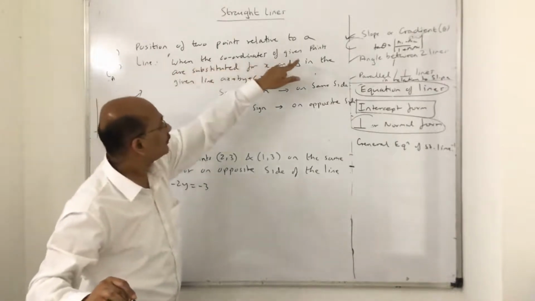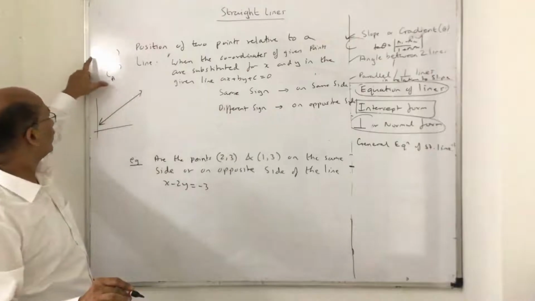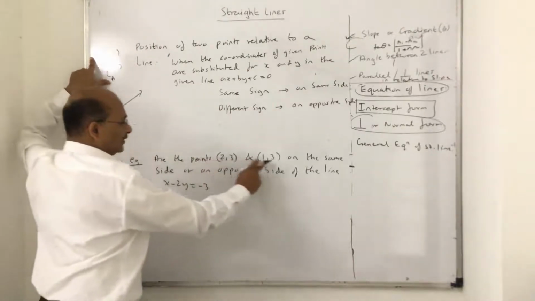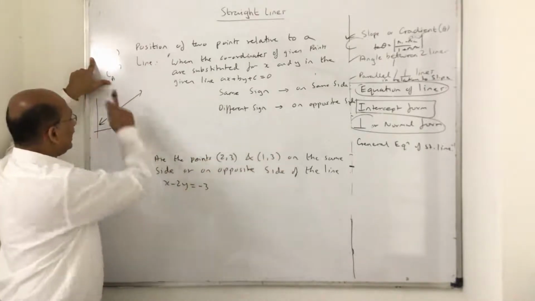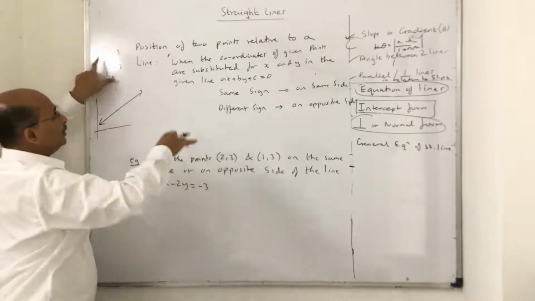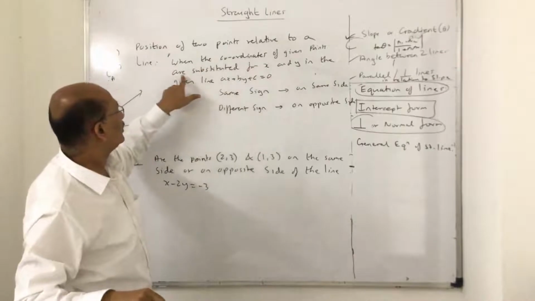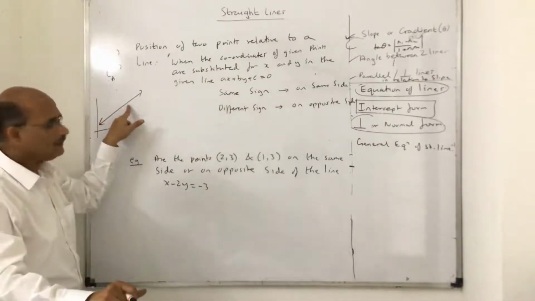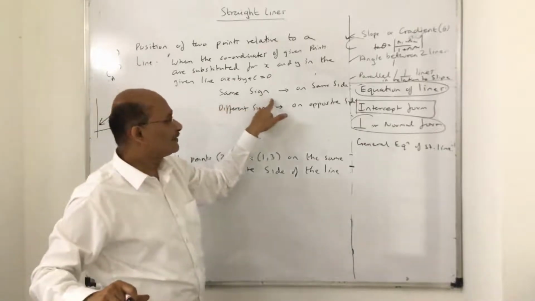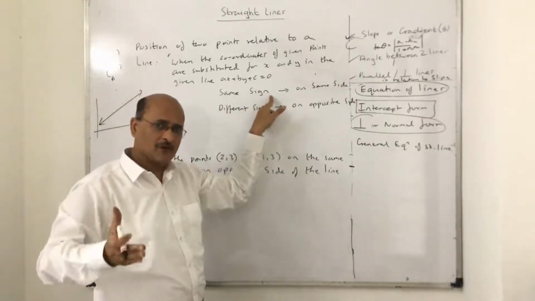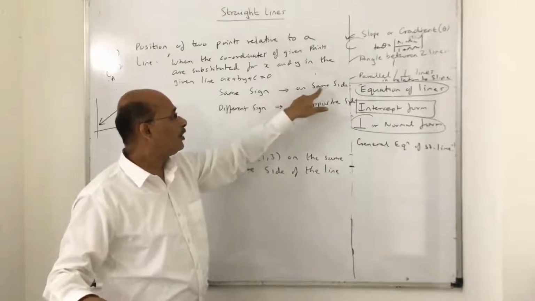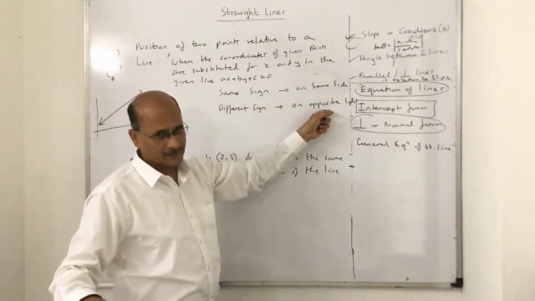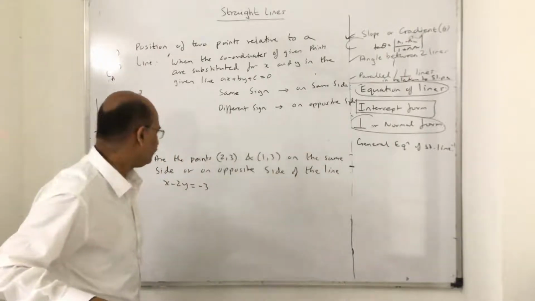When the coordinates of the given points are substituted, A and B are given to you, they ask whether these points are on the same side or the opposite side of the line. So when the coordinates of the given points are substituted for x and y in the given line, if they have the same sign, I mean positive positive or negative negative, they are on the same side; a different sign means the opposite side.